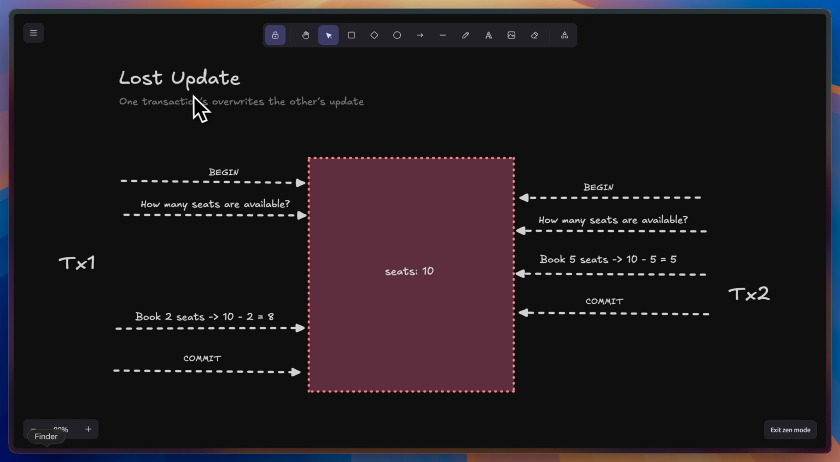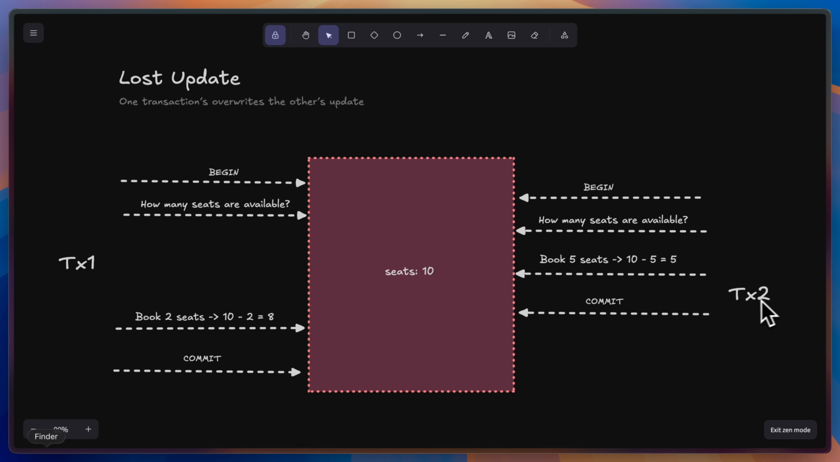Now let's see what the lost update problem is. Assume that we are dealing with a movie booking application wherein there are a total of 10 seats available for a specific show. Okay. And there are 2 people who are trying to book seats at the same time. First of all, in transaction 1, we would ask how many seats are available. So transaction 1 will get to know that there are 10 seats available. At the same time, transaction 2 will also ask the same question, how many seats are available. So it will also get the same answer, which is 10.